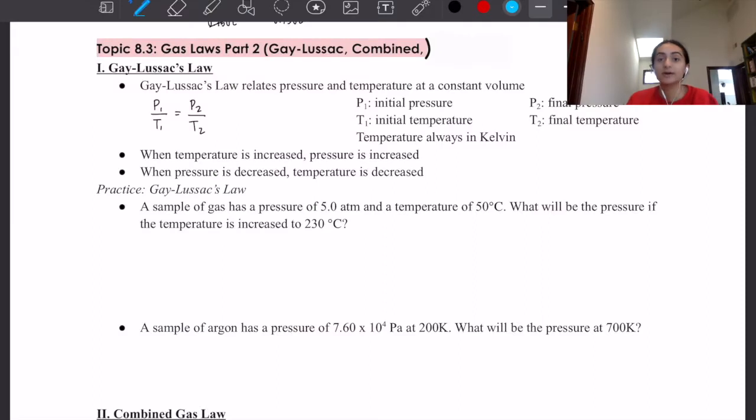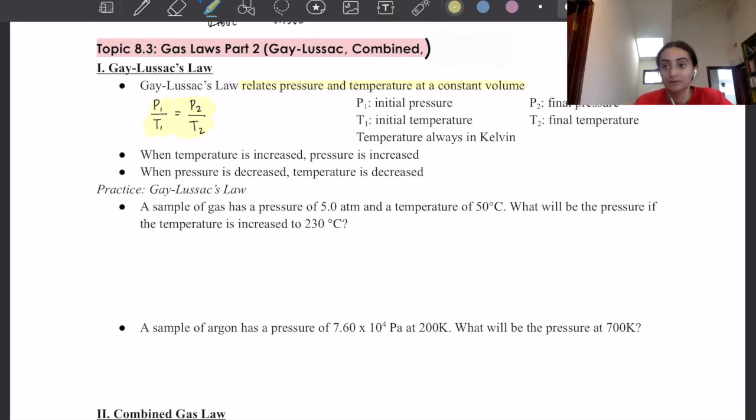Okay, so with Charles's law and Boyle's law, they each kept one component of the pressure, volume, temperature relationship constant and compared the other two. With Gay-Lussac's law, volume is kept constant and pressure and temperature are compared. So Gay-Lussac's law is P1 over T1 is going to equal P2 over T2.